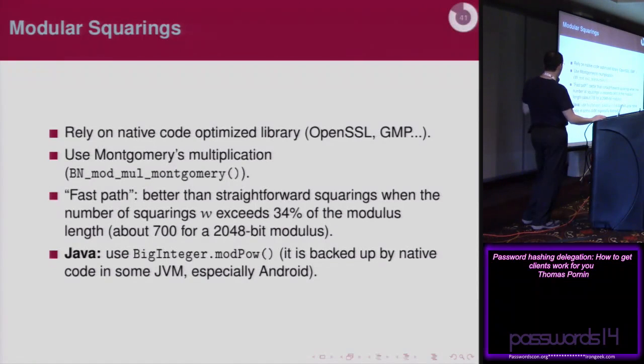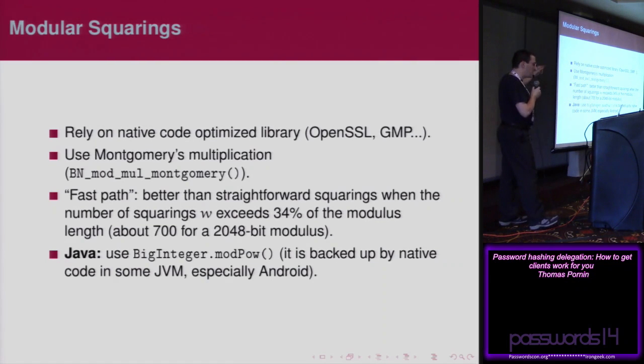So if you want to do the squarings, you use an existing library like OpenSSL or GMP or whatever exists in your programming platform. Montgomery's multiplication looks like the right way to do it. For the size of integers we're using, it's close to the optimal, as far as we know. If you want to do the fast path, there's a threshold at which point the fast path is better than doing all the squarings. And if you are using Java, you want to use the modPow function from BigInteger, and it's a good idea.